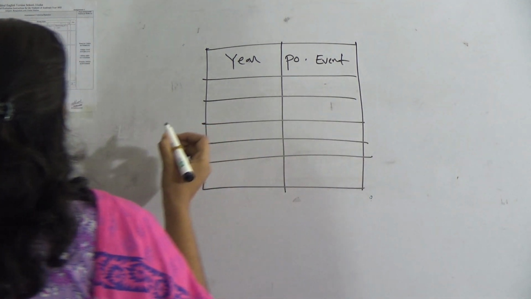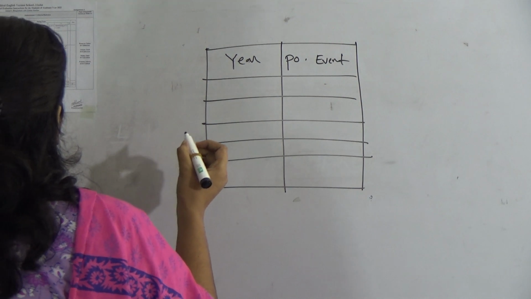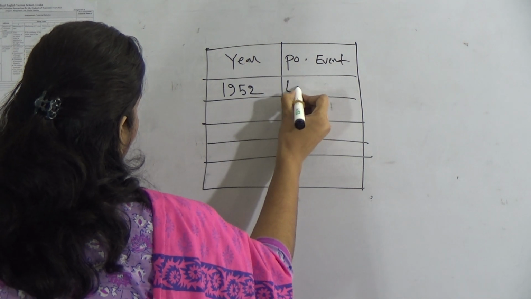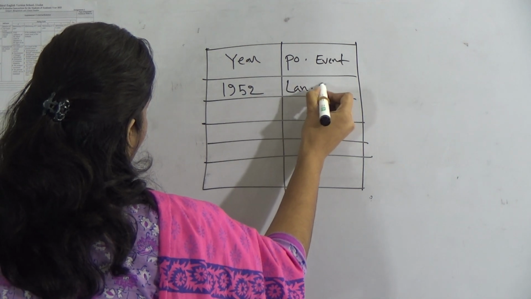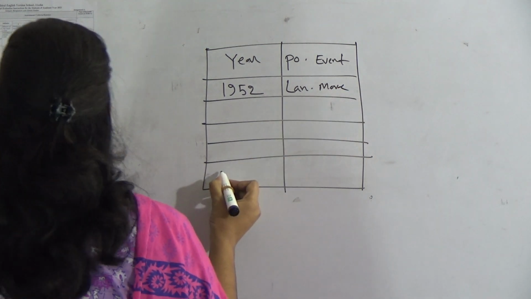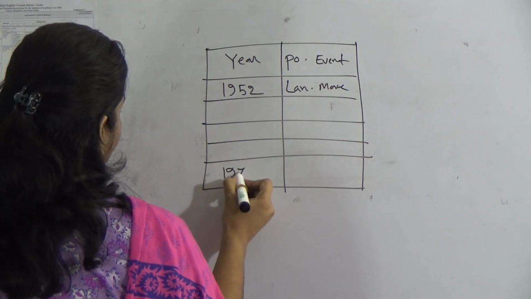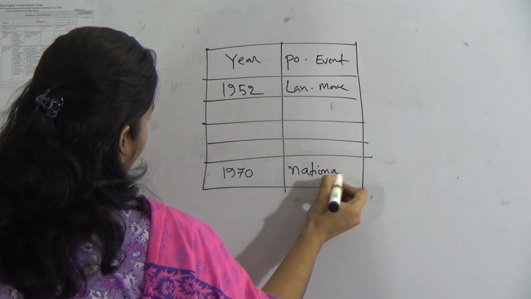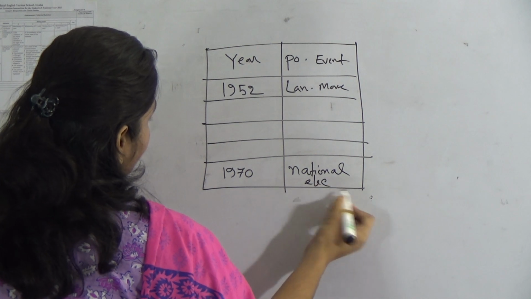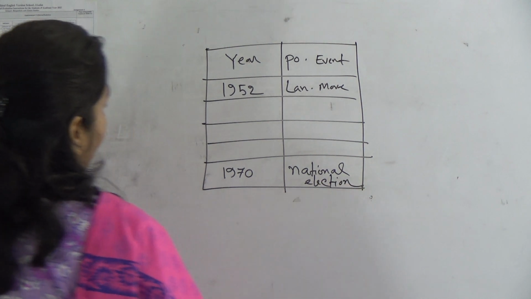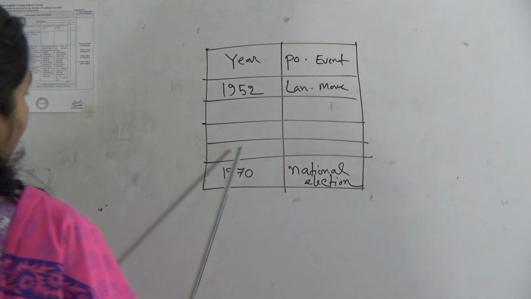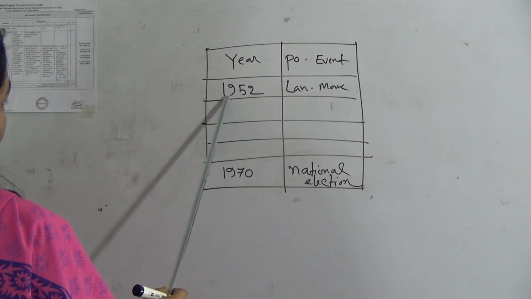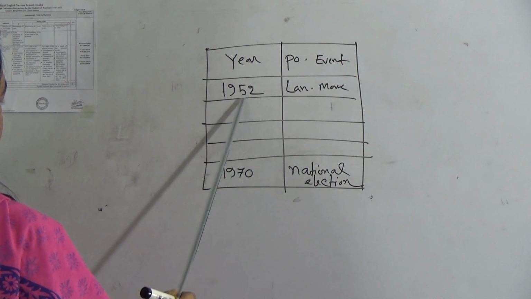We know the political events started from 1952. So the first one is 1952, language movement. Right here, language movement. And the last one, 1970, national election. And you have to give here other important political events that happened between these two, 1952 to 1970, serially.